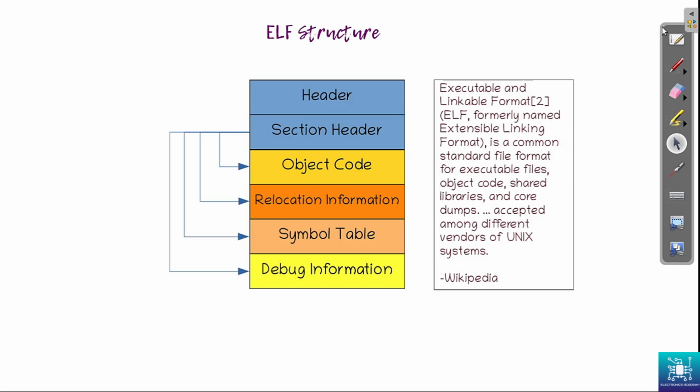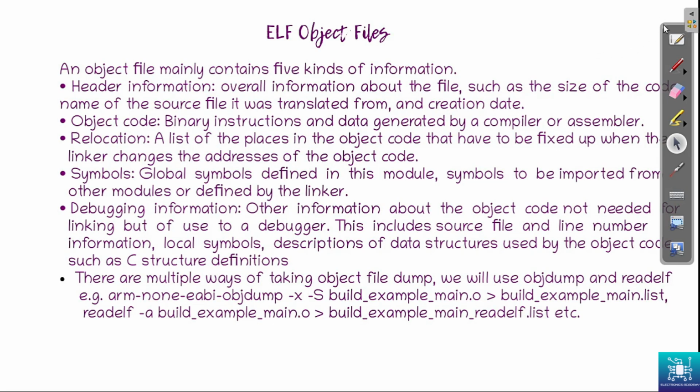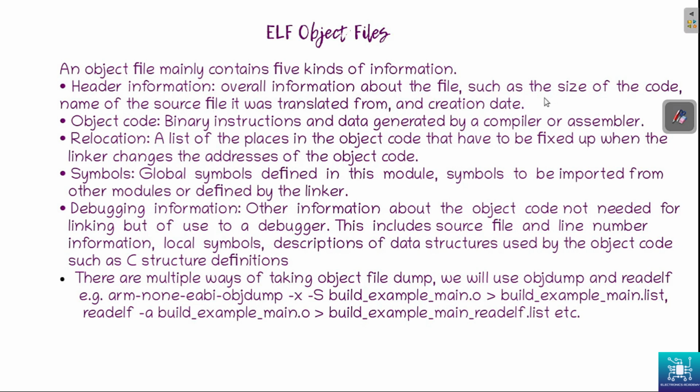Now coming to ELF object files. This is the file format that the compilers create in their .o files or the output files. The object file mainly contains 5 kinds of information. It has header information, which is overall information about the file, such as the size of the code, the name of the source file it was translated from, the creation date, and so on. So this is the header information. Then you have the actual code in that object file, for example, the binary instructions and data generated by a compiler or assembler.